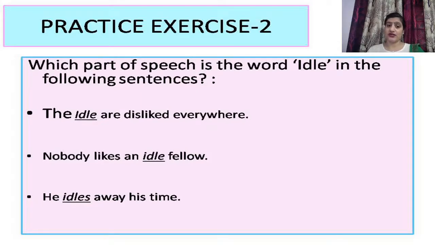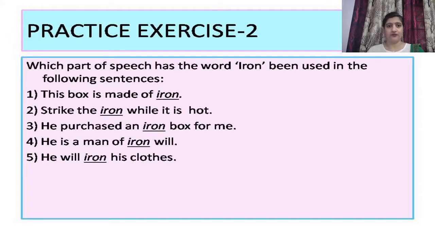Second sentence: Nobody likes an idle fellow. Fellow is a noun. What kind of a fellow? Idle, someone who does nothing at all. So nobody likes such a fellow. Then, he idles away his time, like he kills his time. He just lets his time pass uselessly and meaninglessly. So here it is performing the role of a verb.